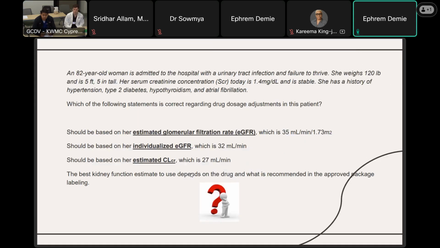You said the 80-year-old. So here the answer is that the best kidney function estimate depends on the drug and what is recommended in the package labeling. Because for different drugs, the package labeling in future might be different. Right now, for most of them, it is creatinine clearance. So the pharmacists actually use Cockcroft-Gault for calculating creatinine clearance. They do not even look at our GFR.